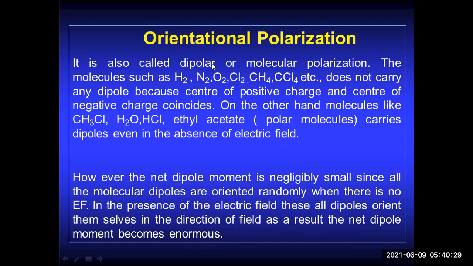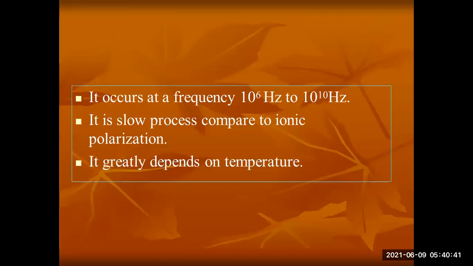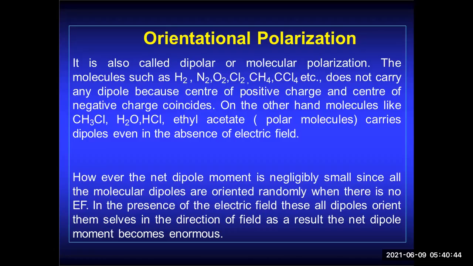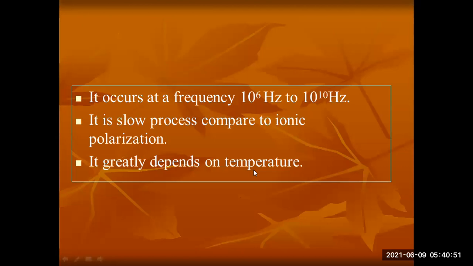Orientation polarization occurs in this type of material, where, when you don't apply an electric field, the dipoles are oriented randomly. If an electric field is applied, they will be oriented in the direction of the field. This is called orientation polarization, and it occurs in the frequency range of 10 to the power of 6. For an engineering student, you need to understand the definition, at what frequency range this type of polarization occurs, and whether it depends upon temperature or not.